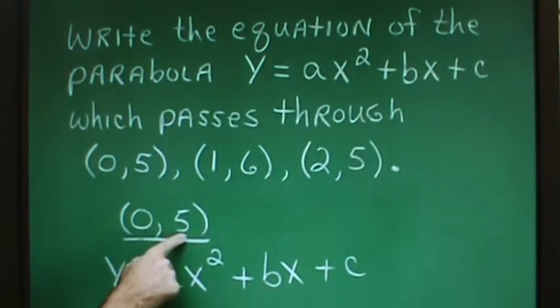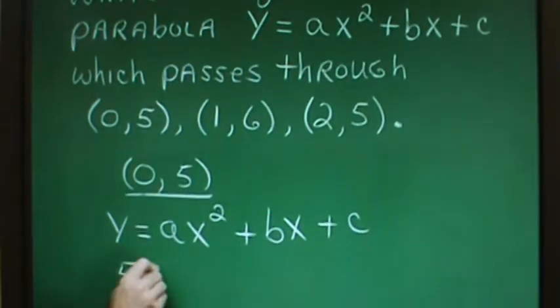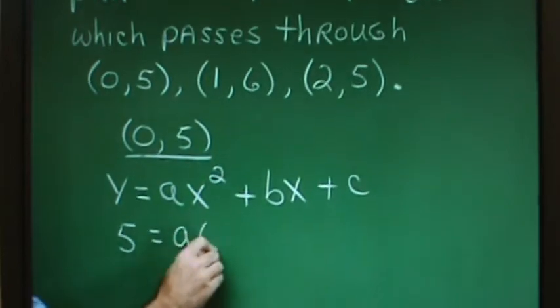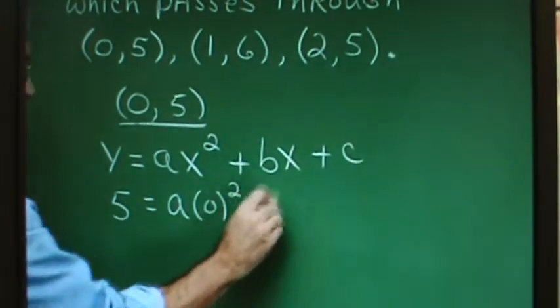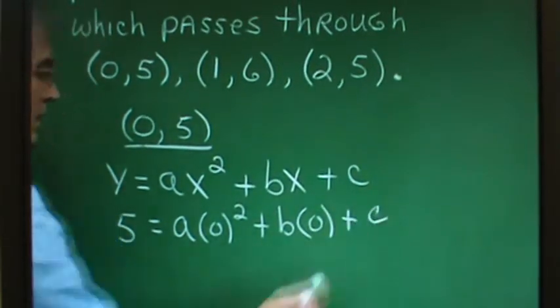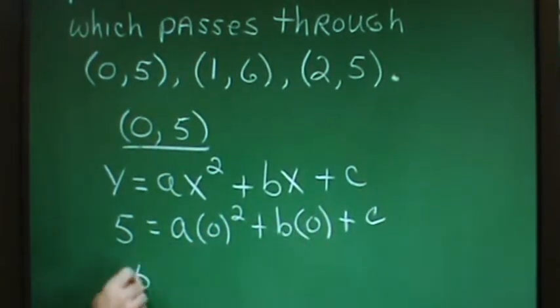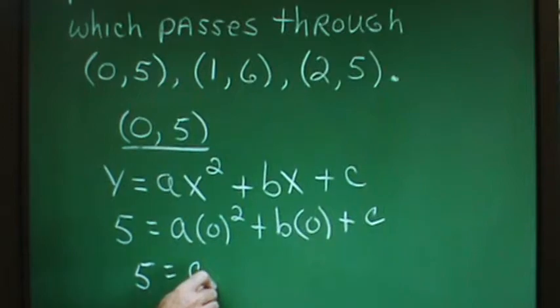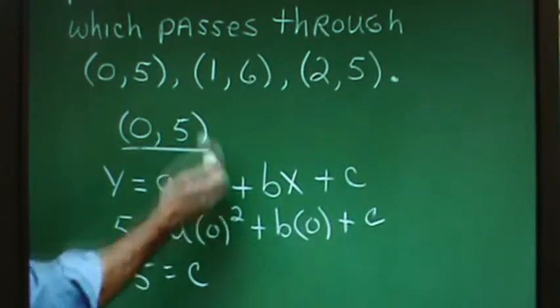Now, x is 0, y is 5. So y is 5, x is 0. So here's what we're doing. Now these two terms go out, so we have found that c is equal to 5. Well, we do that for the other 2 points as well.